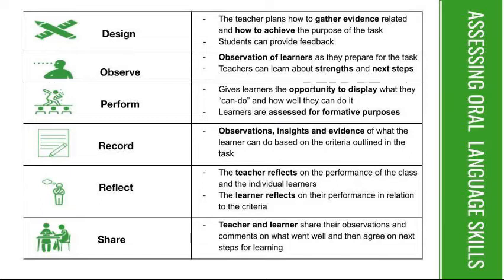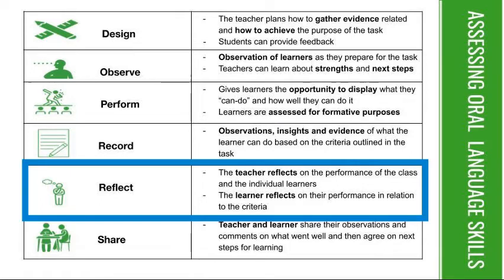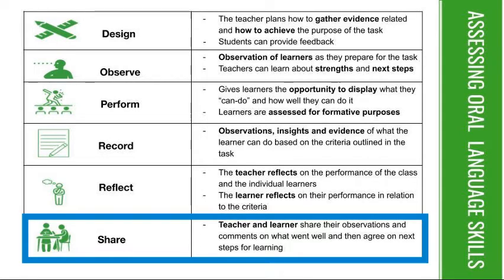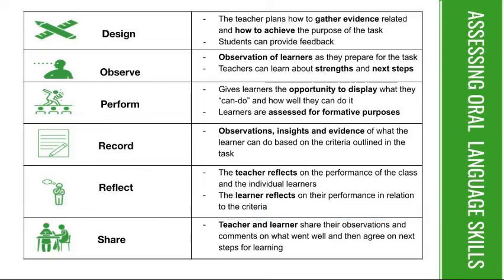The last two steps of the assessment process include reflection and sharing. Reflection is an activity for both the educator and the learner. The educator reflects on the performances of the learners, how well they did, and areas in which they can improve. Based on these reflections, educators can plan for future learning. Learners are encouraged to reflect on what they did well and also what they need to work on based on the criteria of the task. These reflections and thoughts can then be applied to future tasks.